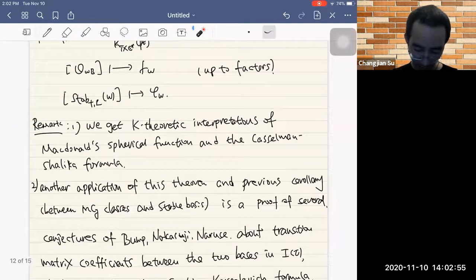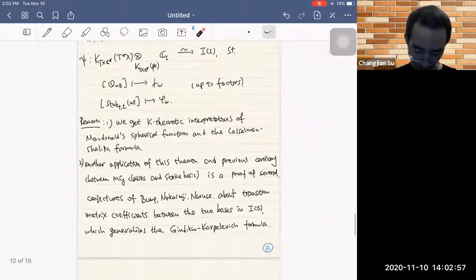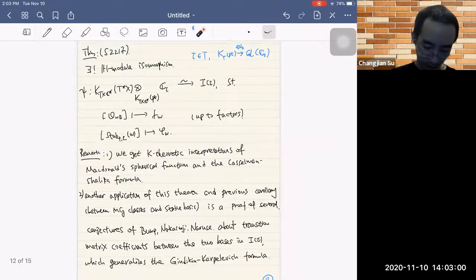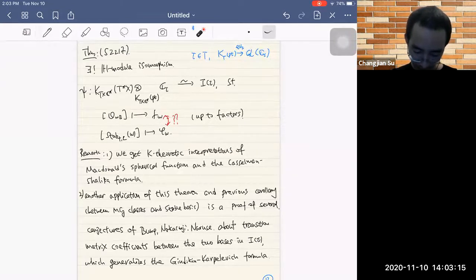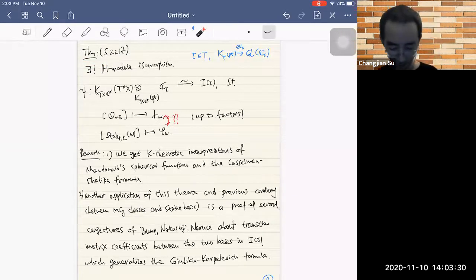Another application is as follows. On the dual side, we have these two bases, and people are interested in the transition matrix between them. We can use this to prove conjectures of Bump, Nakasuji and Naruse about these transition matrix coefficients, using this theorem and also another result I'm going to mention later.